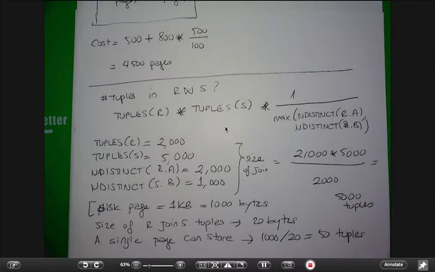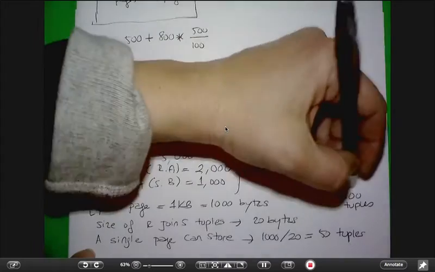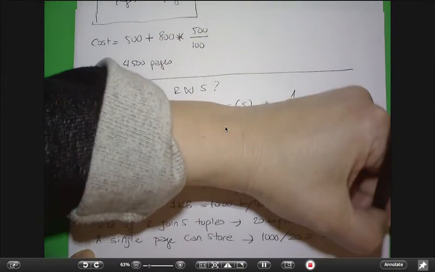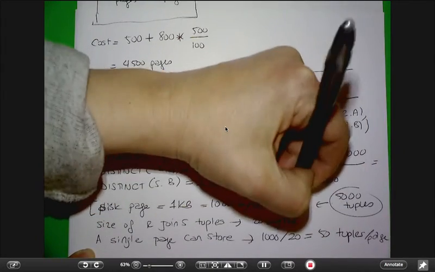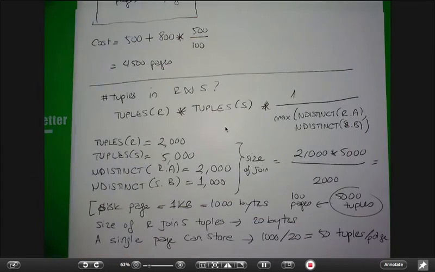Okay. So if this is the case, and after the join I expect about 5000 tuples, that's going to fit in how many disk pages? This join result is going to fit in how many disk pages? 100, right? So given I have 5000 tuples and I have 50 tuples per page, this is going to be 100 pages. Okay?